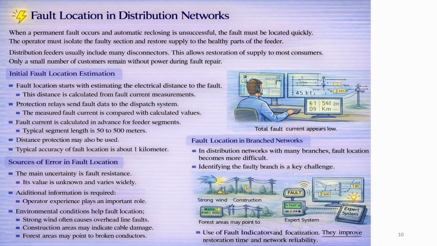Strong wind often causes overhead line faults. Construction areas may indicate cable damage. Forest areas may point to broken conductors.